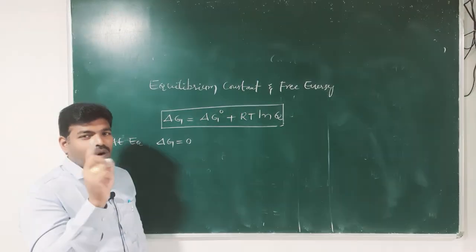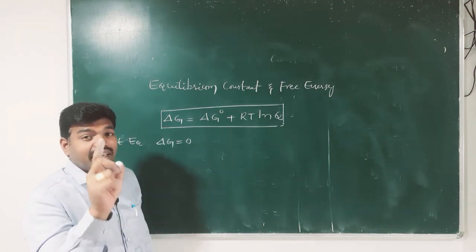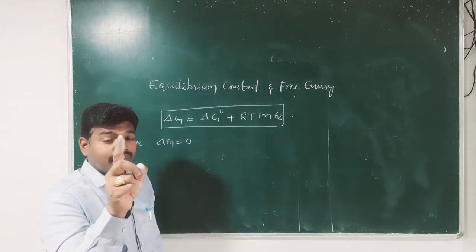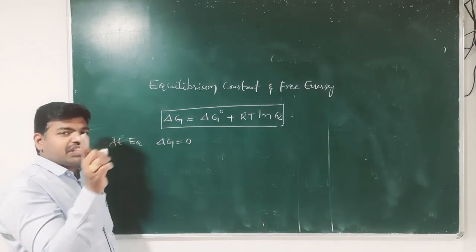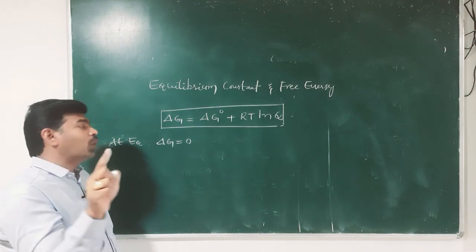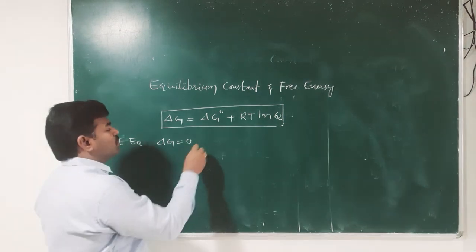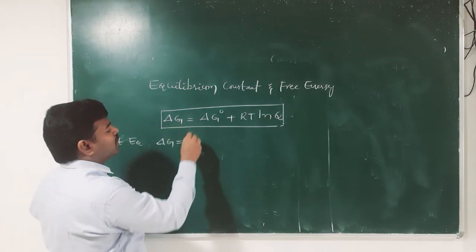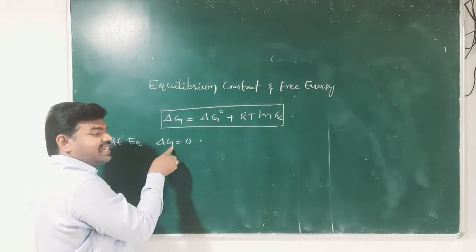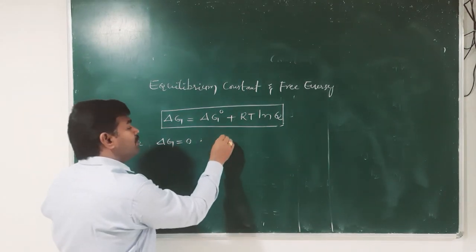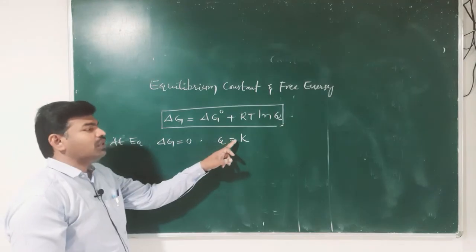Okay, it is the important point. Whenever there is no change in the concentration, then there is no change in Gibbs free energy. So, at equilibrium, the concentration of products equals the concentration of reactants. So, delta G, the change in Gibbs free energy, is also 0. This is the condition at equilibrium, and at equilibrium, the reaction quotient Q is equal to K.